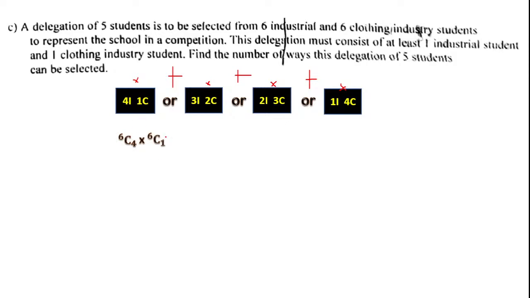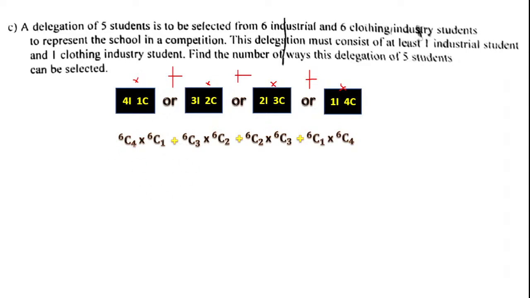Now OR, so plus. We select 3 from 6 industrial students, so 6 combination 3, and that is times now 2 from 6. Or we will select 2 from 6 and 3 from 6. Or we select 1 from 6 and 4 from 6. So from here now, what is just left is to simplify.